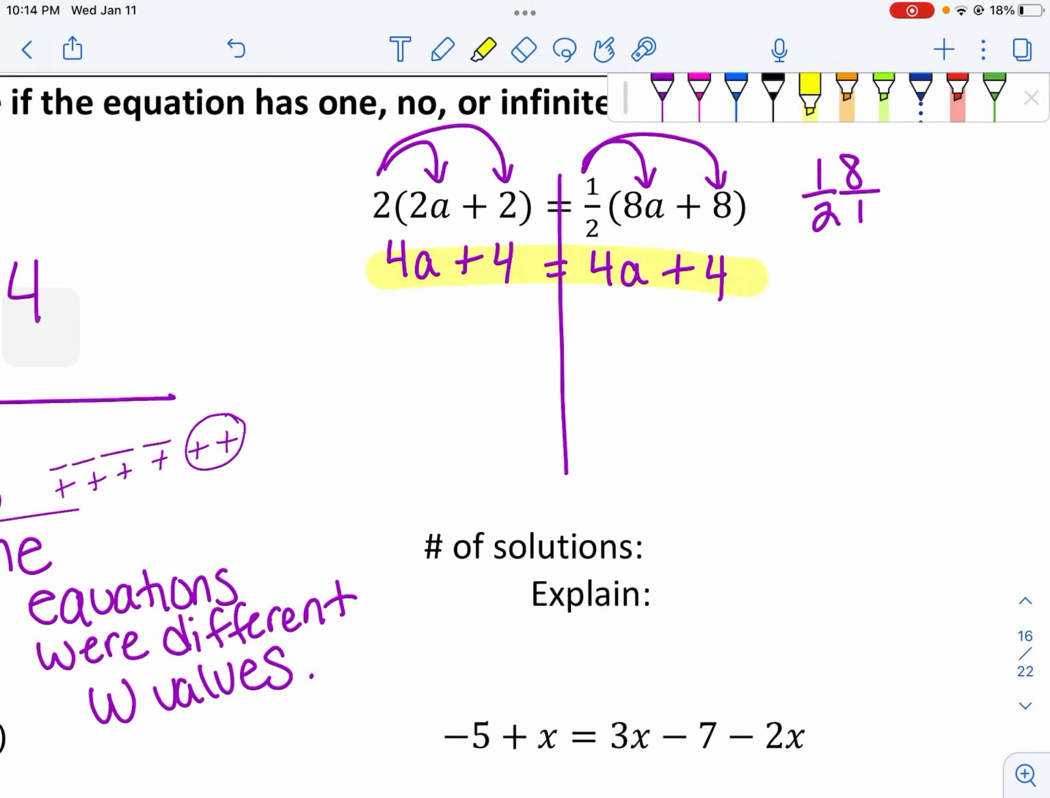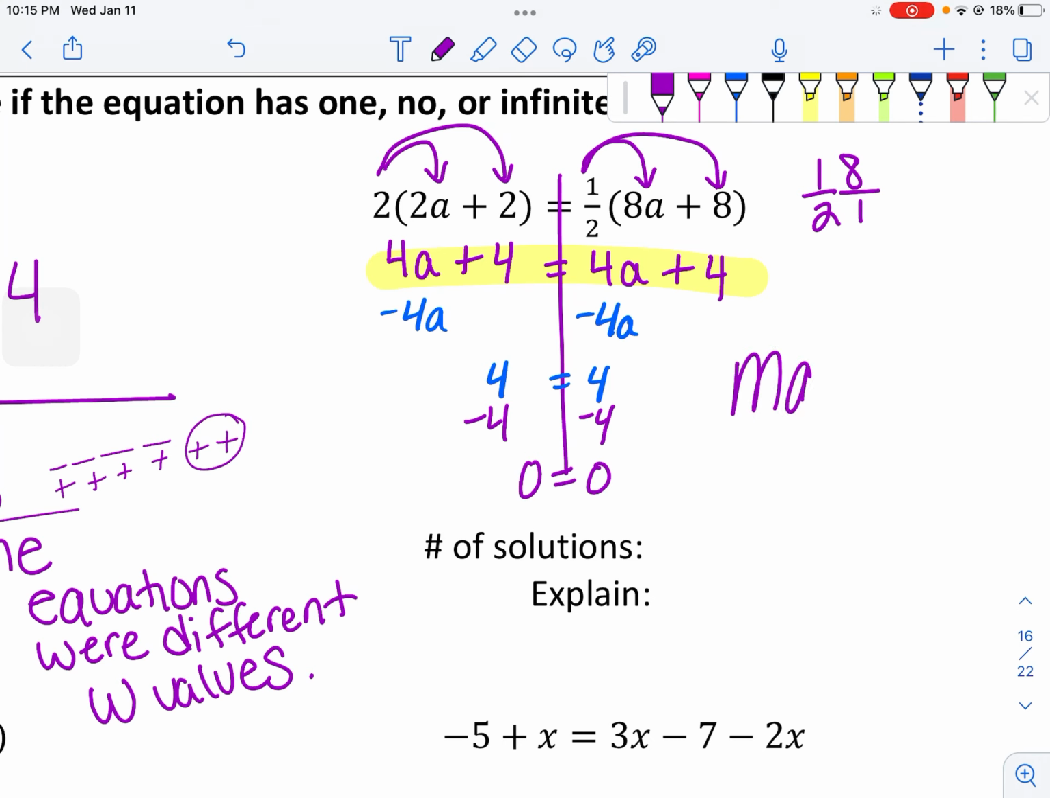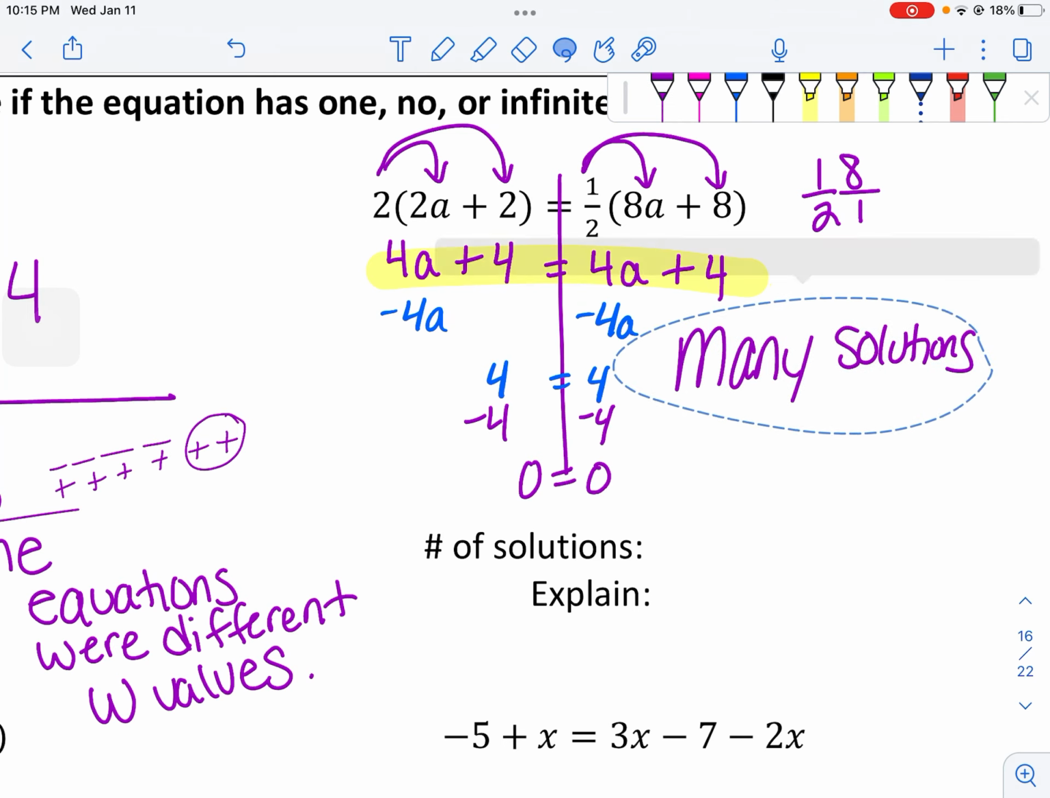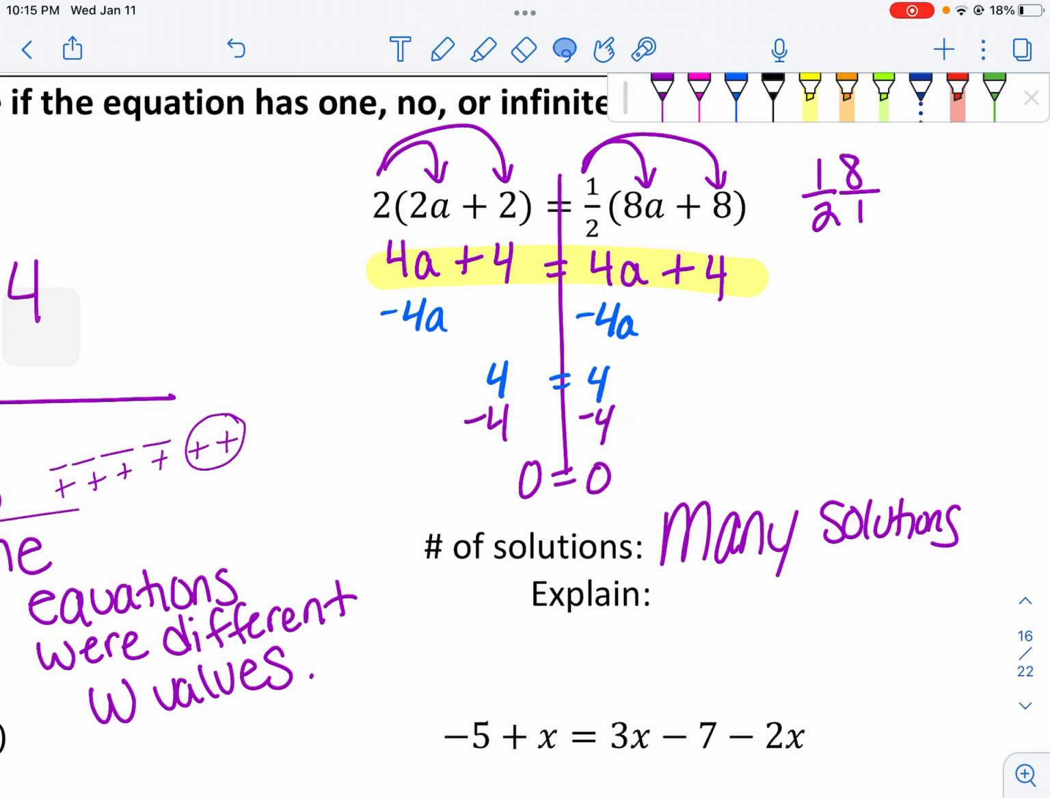Now when you look here, these equations are exactly the same. If you were to subtract the 4a from both sides, you would get 4 equals 4. If you subtracted 4 from both sides, you would get 0 equals 0. So when the equations are exactly the same, that means that there are many solutions. Infinitely many solutions. Essentially a equals 8 here.